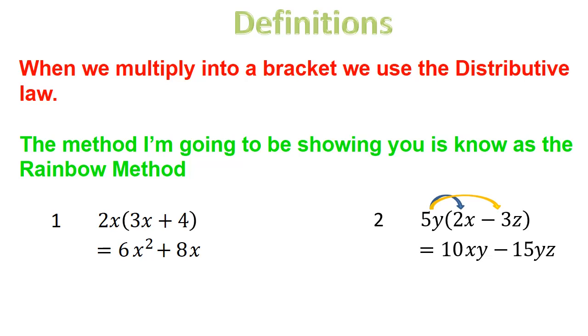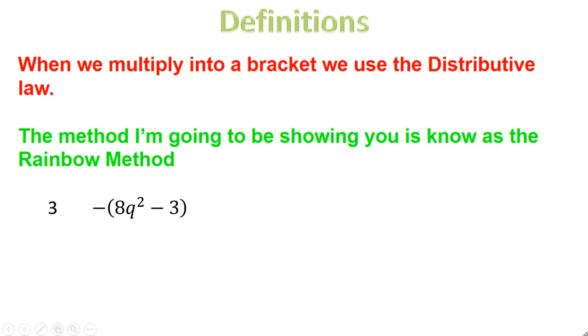Okay, hopefully you're starting to see it. Let's do another example. Example 3. Negative into the bracket of 8q squared minus 3. We start off, we draw our rainbow as usual. And now we distribute the negative into my bracket. So I have a negative times positive 8q squared. Negative times a positive gives me a negative 8q squared. Now when I look at the yellow part, I have a negative times a negative 3. Negative times a negative is a positive 3.